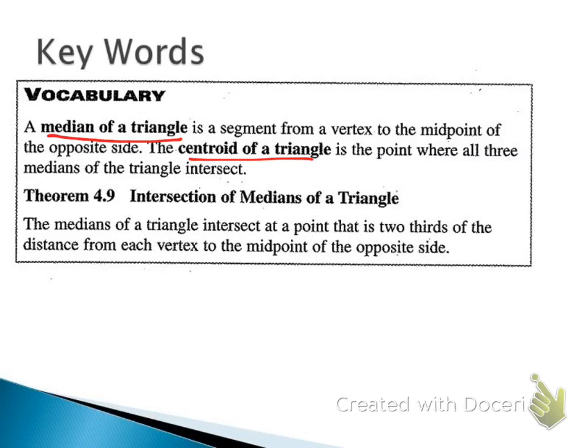We also have a theorem. The medians of a triangle intersect at a point that is 2/3 of the distance from each vertex to the midpoint of the opposite side. All of that will make a lot more sense once we see it in diagrams. But for now, let's just get the words copied down.